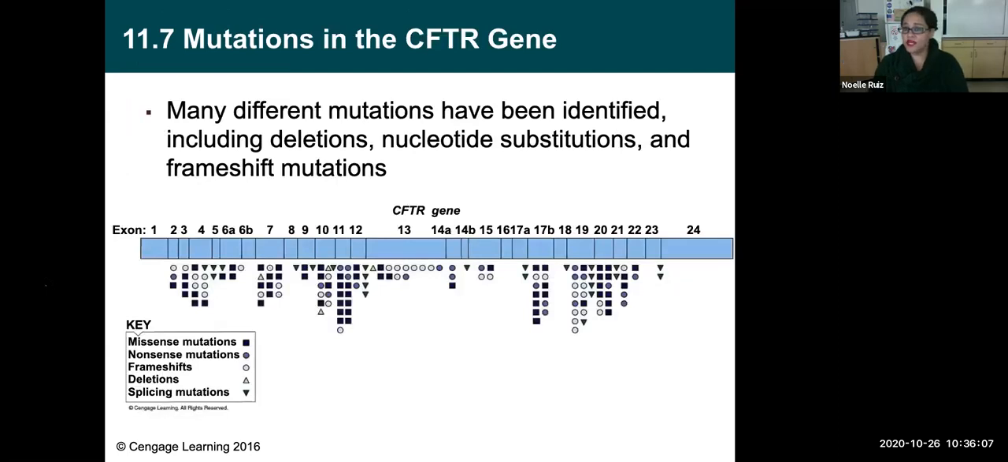Many different mutations have been identified, including deletions, nucleotide substitutions, and frameshift mutations. So that's the CFTR gene. And there's all kinds of different mutations in lots of different locations, which causes, like I said, a variety of symptoms, depending on where the mutation is specifically in that person.